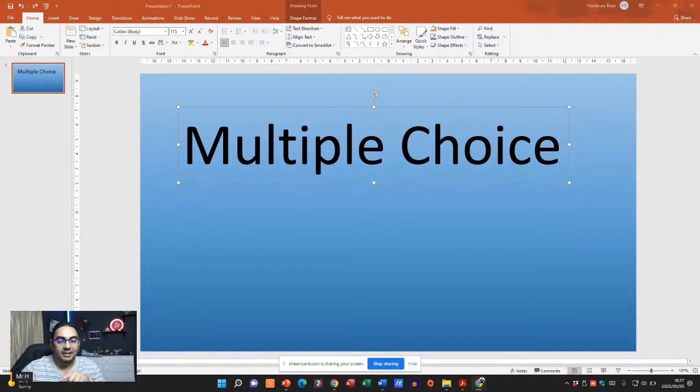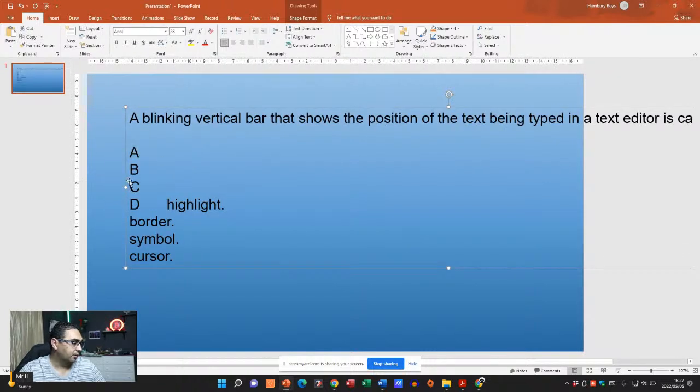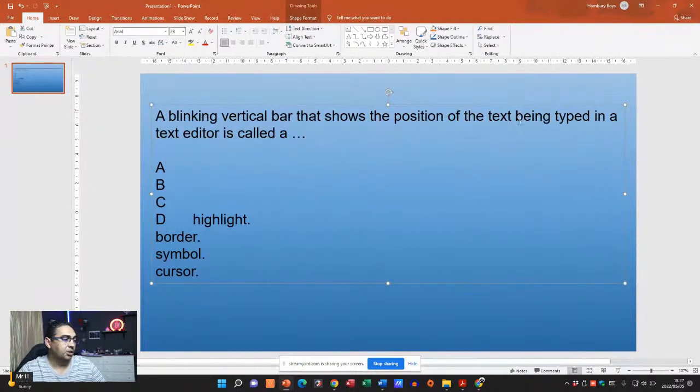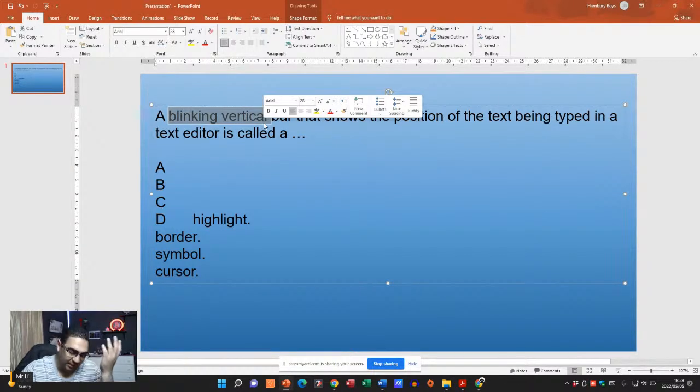A blinking vertical bar that shows the position of the text. So let me just bring that into where we are. Right. So I'm just taking this straight from the PDF. A blinking vertical bar that shows the position of the text being typed in a text editor is called what? Okay, so when we look at the question, first of all, a vertical bar, that is going to be, and I'm going to give you the answer now.